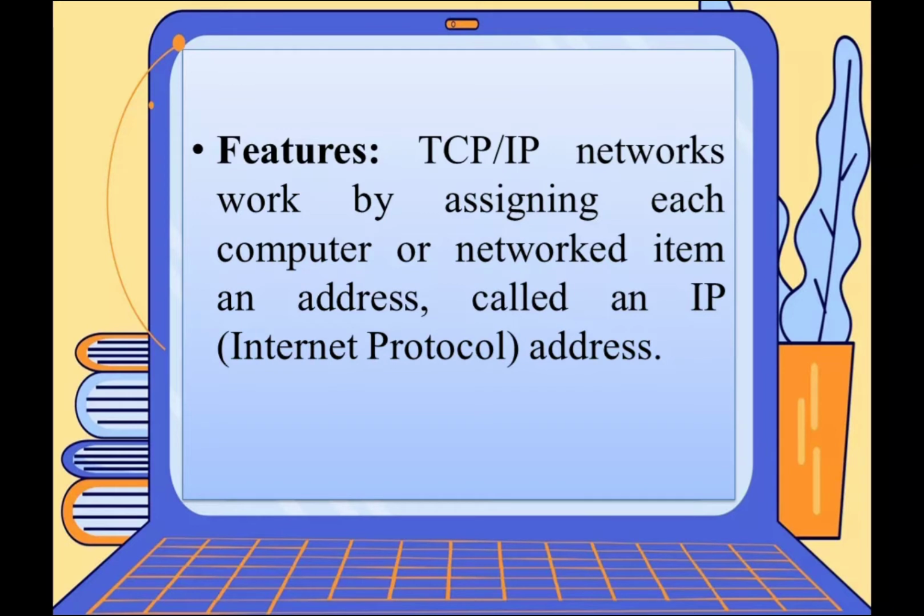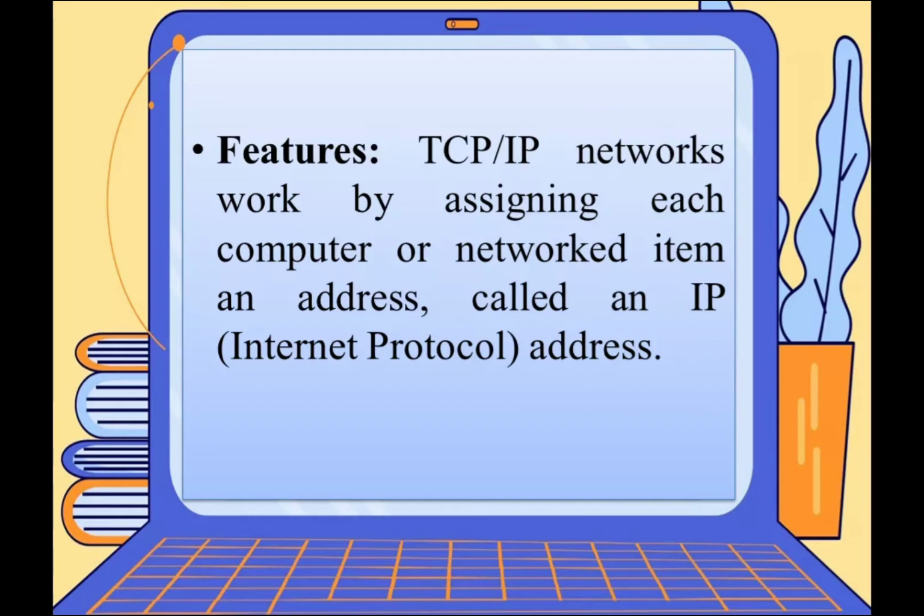Features. TCP/IP networks work by assigning each computer or network item an address called an IP or Internet Protocol address. It is formed by 4 numbers separated by dots. For example, a typical home network computer might have an address of 192.168.1.1. So, 4 numbers separated by dots.